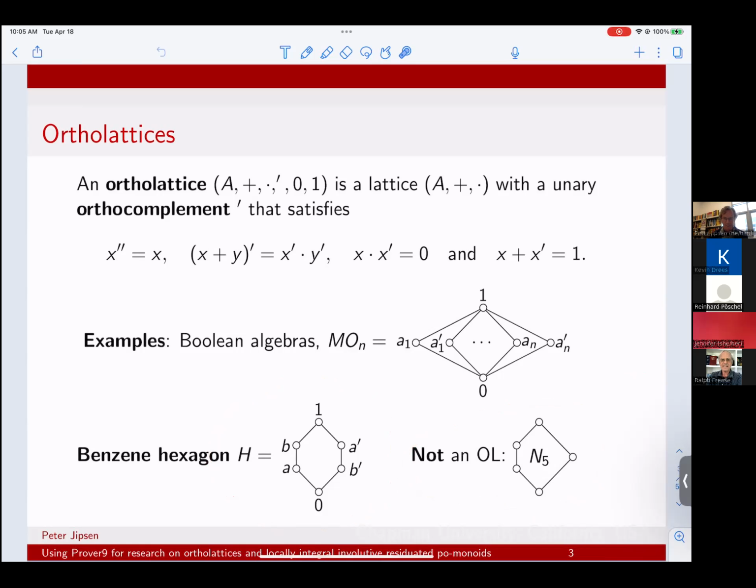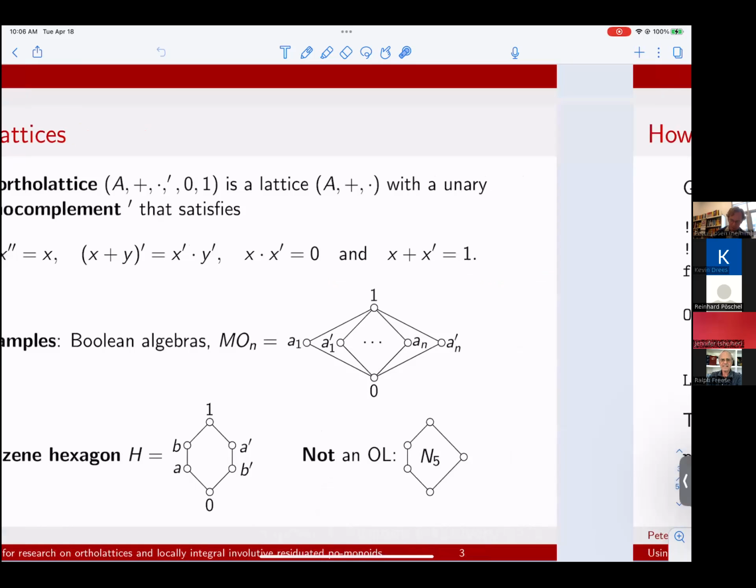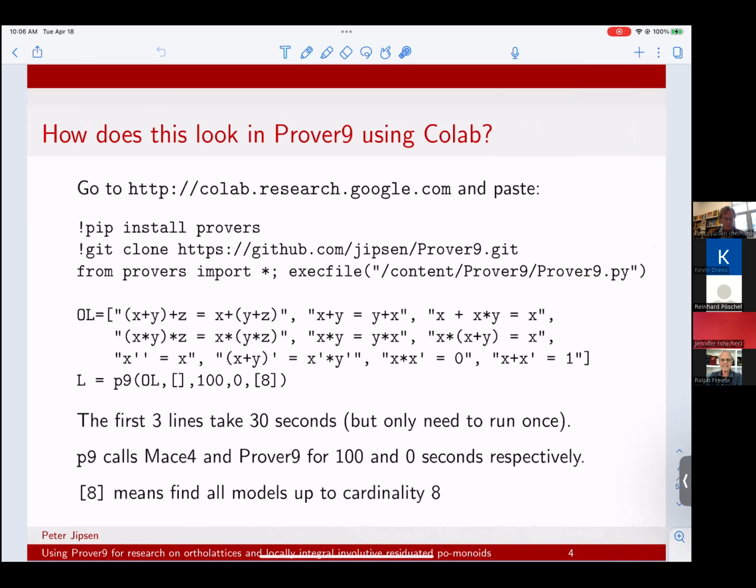The reason it's not an ortholattice is that, due to the properties of the orthocomplement, there's a pairing between elements and their orthocomplements, and they cannot be equal, well, they can be equal if you're in a one element ortholattice, but otherwise they have to be distinct. So the only ortholattice with an odd number of elements has a single element, and otherwise they must have even numbers of elements. So how does all this look inside Prover 9?